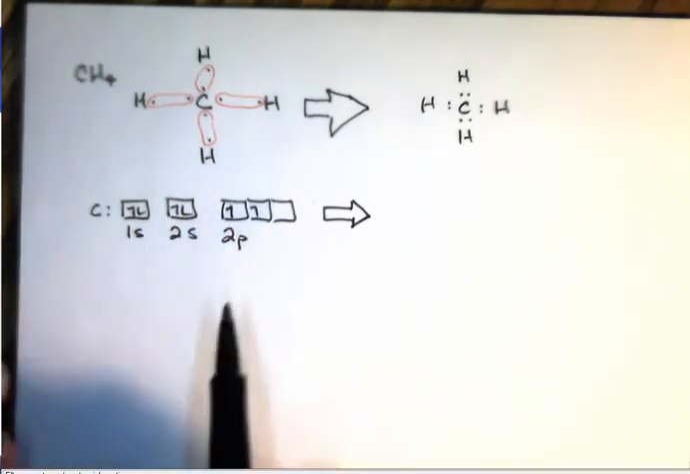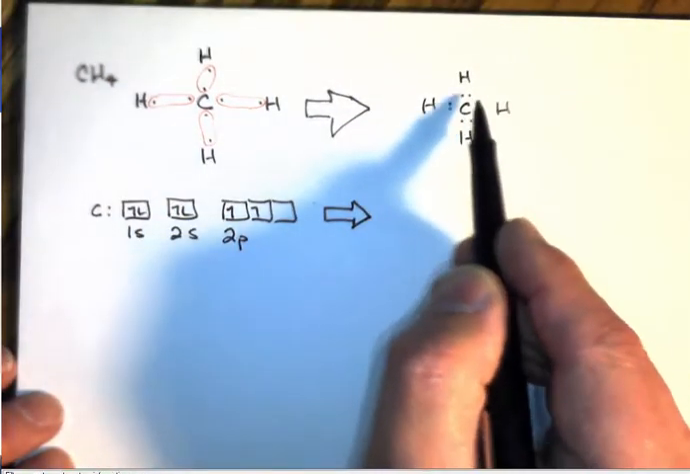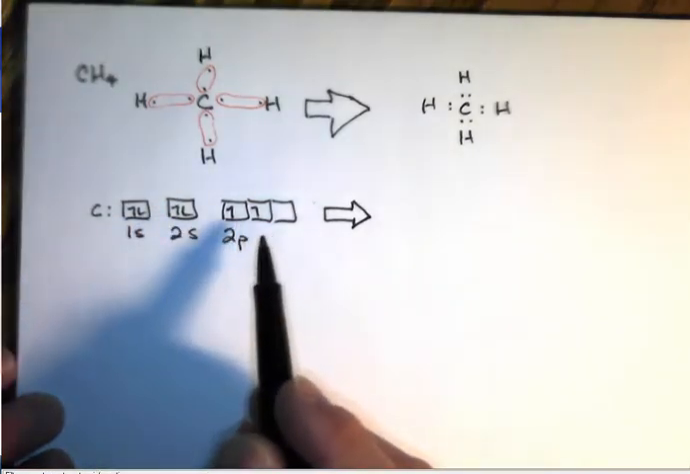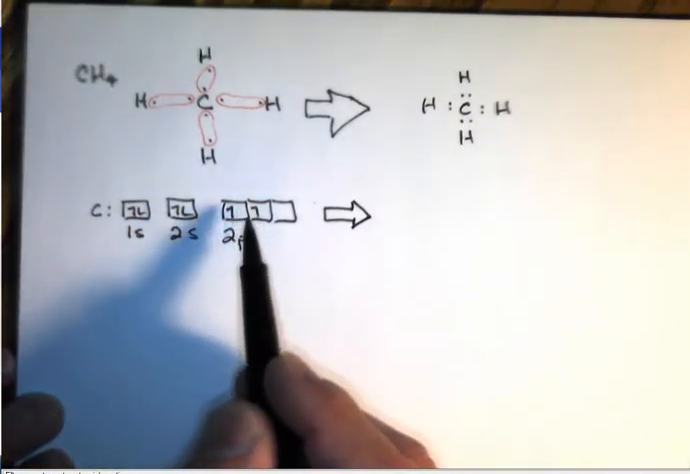So, long story short, we have 4 single bonds. We need 4 hybridized orbitals. So we're hybridizing all 4 of these orbitals for methane.